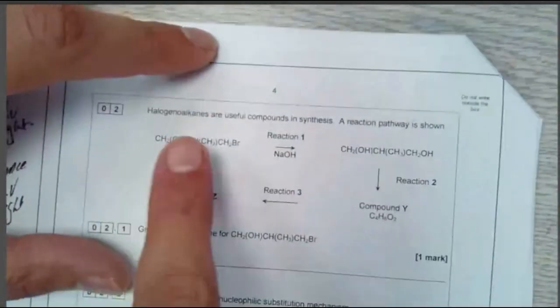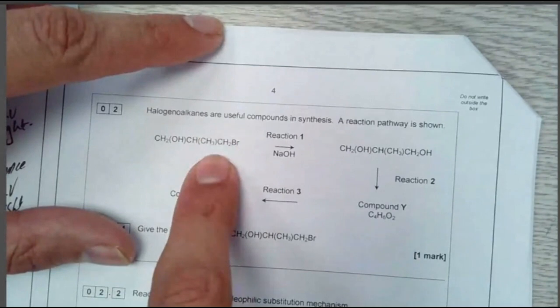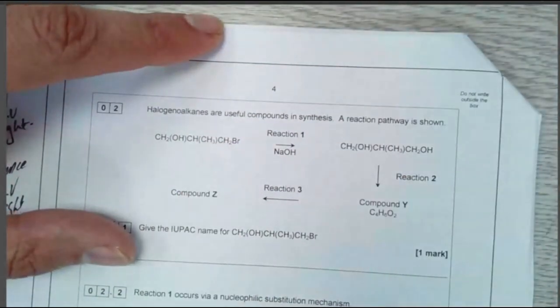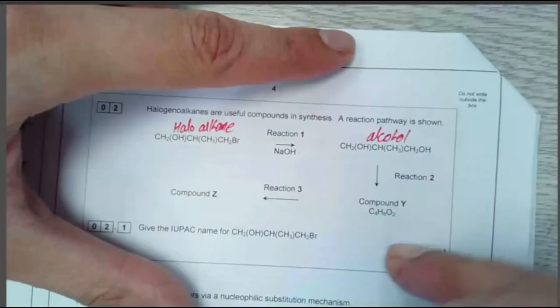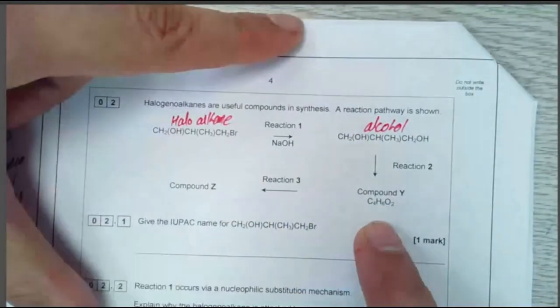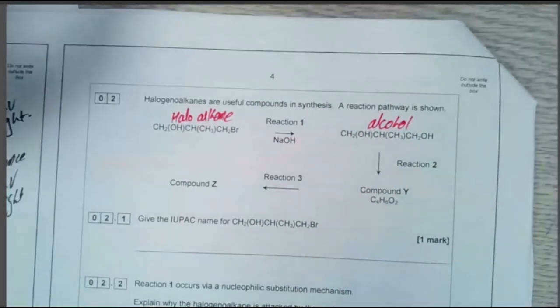So what is happening here is we've been given a halogenoalkane. They're used in synthesis, the reaction pathway is shown. So I can see here, this has now been changed. So this is halogenoalkane, and then from halogenoalkane to alcohol, and then from alcohol it changes into compound Y, and then compound Y will change into Z. What's the name of this?